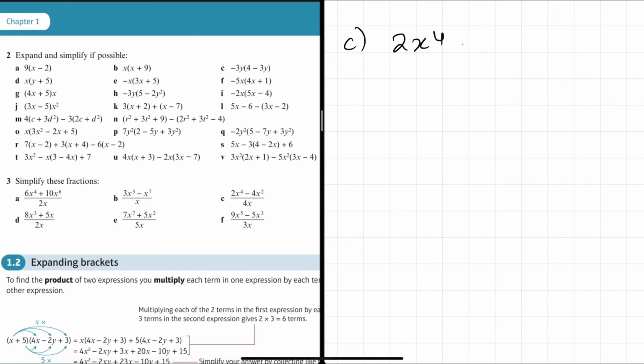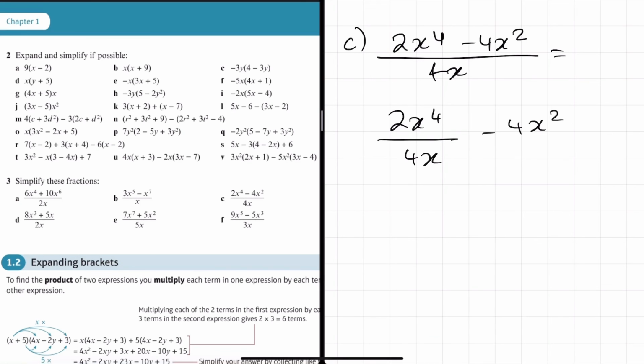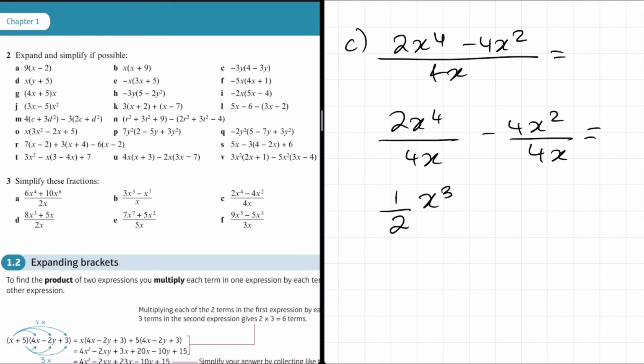2x to the power of 4 minus 4x squared, all divided by 4x. We'll split this up. Two divided by 4 is the same as 1 divided by 2. And x to the power of 4 over x to the power of 1 is x to the power of 3. And we've got 4 divided by 4, which is 1. X to the power of 2, take away x to the power of 1 is x to the power of 1. And another way to write this is just x cubed over 2 minus x.